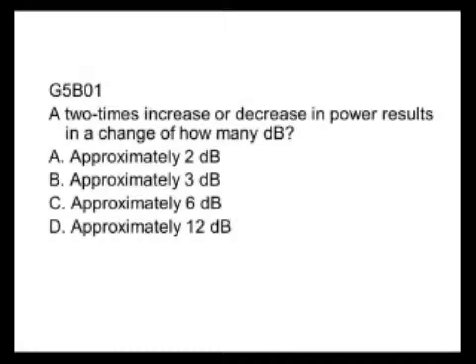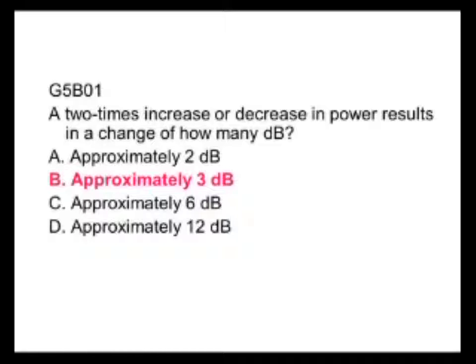A 2 times increase or decrease in power results in a change of how many decibels? Approximately 3 decibels is the decibel change for a half power or a doubling of power. The decibel scale is a logarithmic scale, and unless you're familiar with logarithms and comfortable with them, it won't make a lick of sense to you.